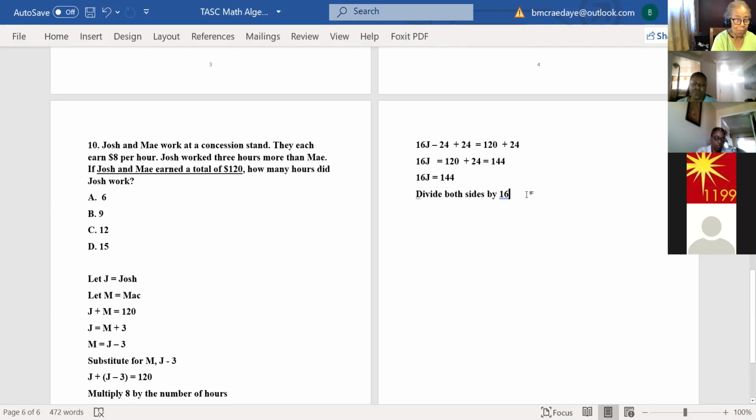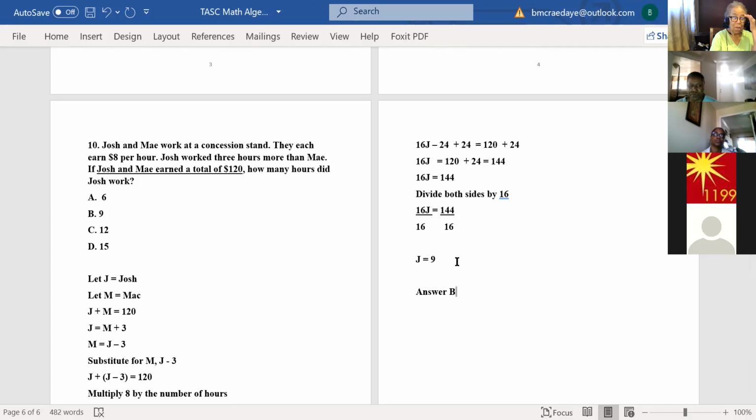Jacob. We divide both sides by 16. By 16. Okay. What's J equal to? It's 9. That's it. 9. Okay, 16, and then divide this by 16. And we get J equal 9. J equal 9. Okay. Answer B.